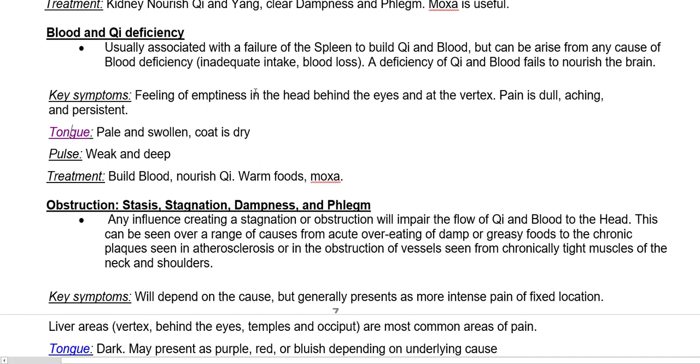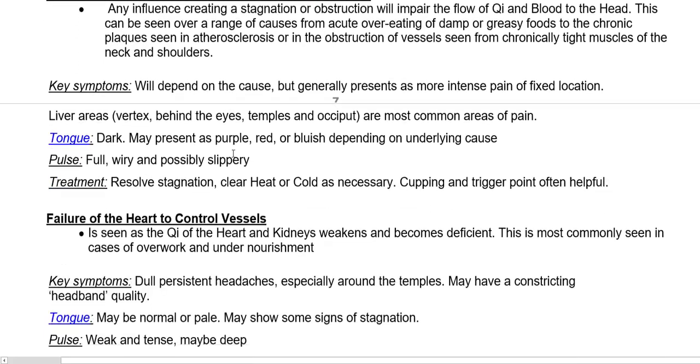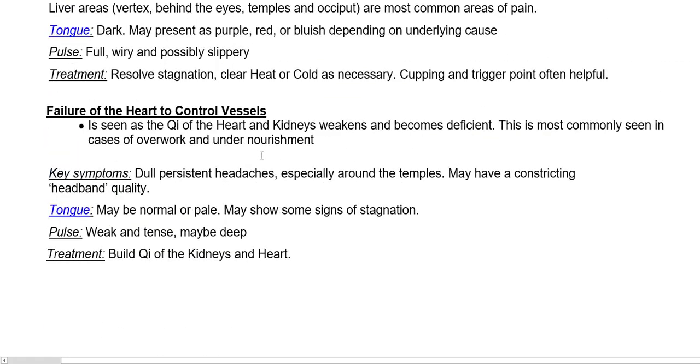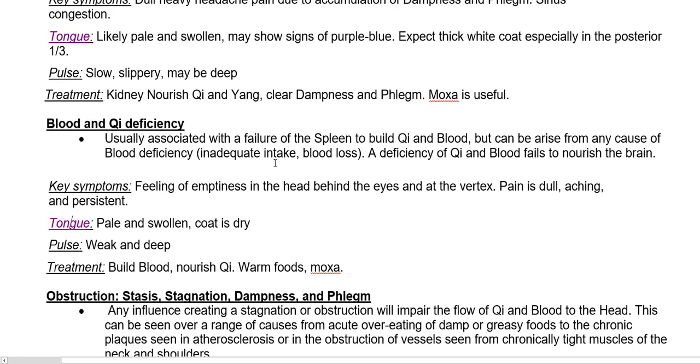This is common enough. How do you treat this? You build blood. You do the best you can. We might, I don't know if I actually have it in here or not, but we have some general points. Maybe I'll add it as we get there. Some general points to treat headaches that are often useful, but if you have blood and Qi deficiency, the best you can do is usually pain relief, and it's usually fairly temporary. The most valuable thing you can do, of course, build blood, nourish Qi, warm foods, moxa.